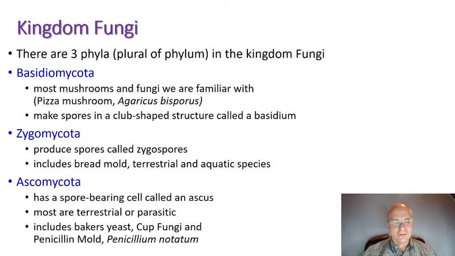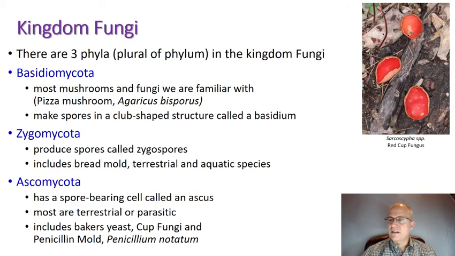Most of them are terrestrial or parasitic. But a really pretty one that we see in Lake County includes this red cup fungus. And these are relatively small. They'd be about a half inch wide or smaller. But when you're walking around in the forest and you see them, they're really bright orangey red. They really stand out. Some other examples of ascomycetes include the mold that is responsible for making the drug penicillin, which is Penicillium notatum. And baker's yeast is also an ascomycete.